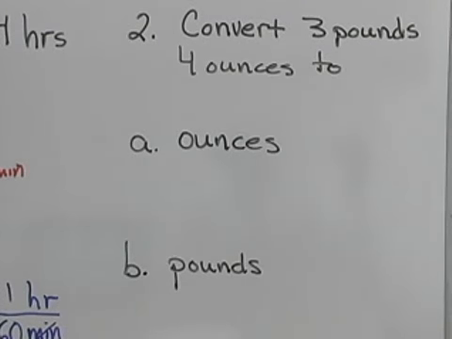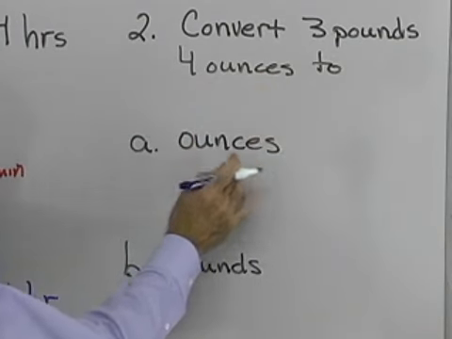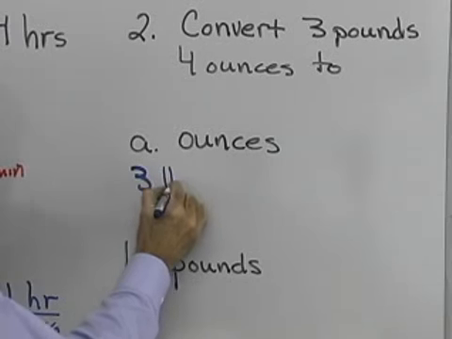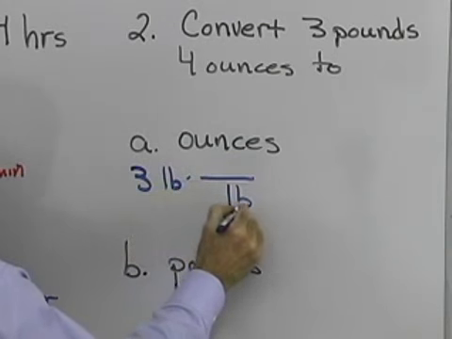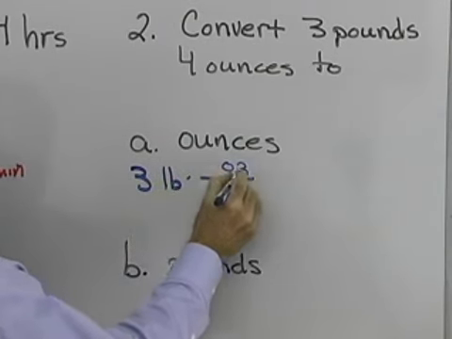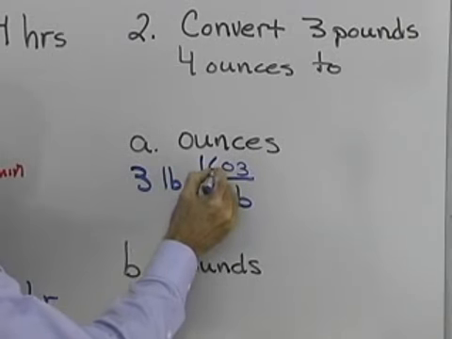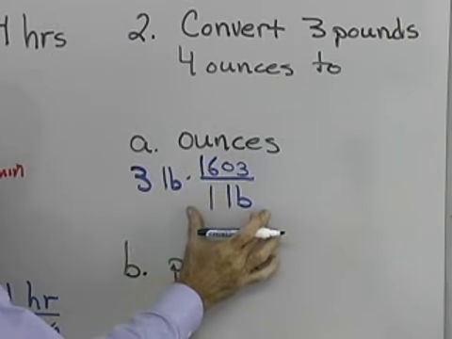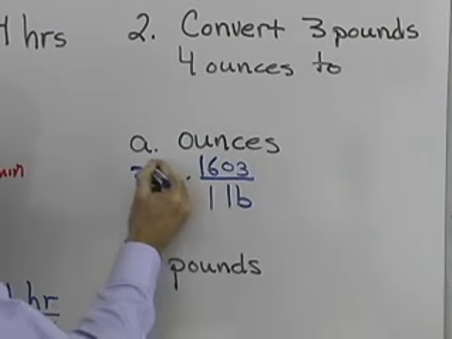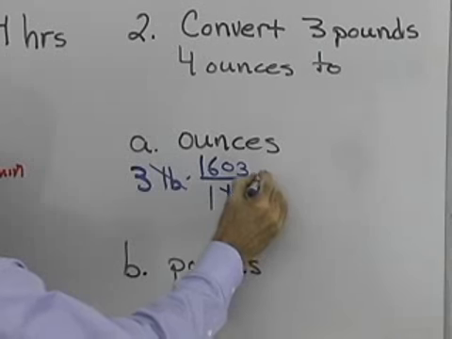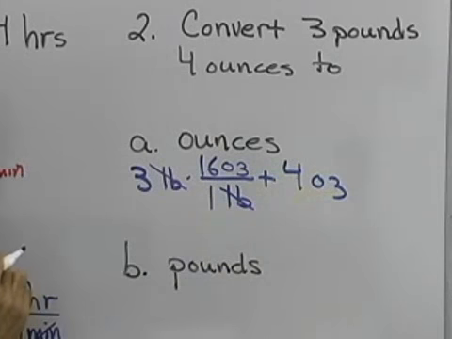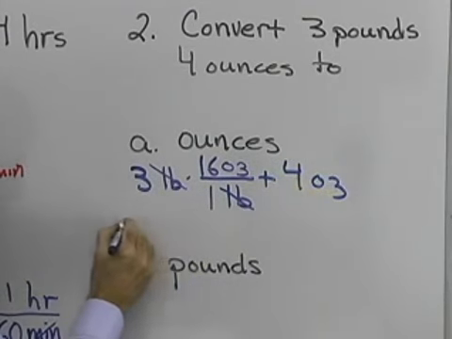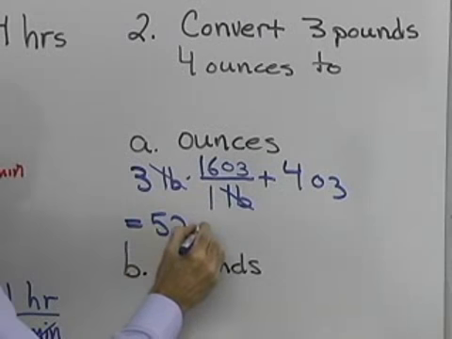Convert 3 pounds 4 ounces to just ounces. Well, I know there's 16 ounces in every pound, so I'm going to write this as 3 pounds. I'll use this little notation for pound, times, okay, I want my pounds to divide out, and I want to be left with ounces. So I know there's 16 ounces in every 1 pound. That means that this is the number 1, but I've set this up in such a way that my pounds divide out. Then I'll add to that my 4 ounces. So I have 3 times 16, which is 48, plus 4, which is 52 ounces.